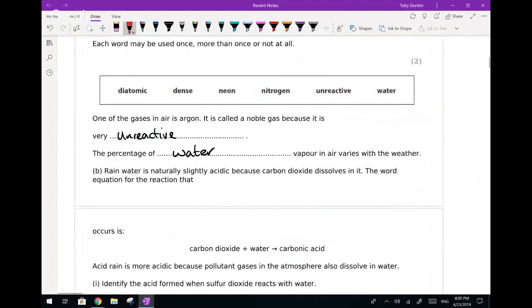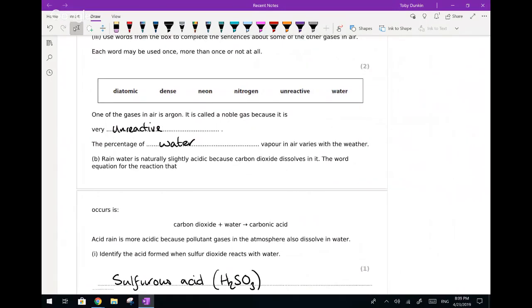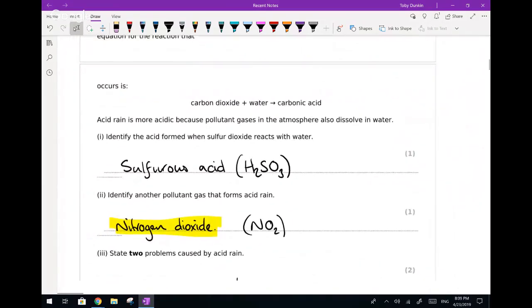Next one. One of the gases in the air is argon. It is called a noble gas because it is unreactive or inert. The percentage of water vapor in the air varies with weather. Rainwater is naturally slightly acidic because carbon dioxide dissolves in it. Carbonic acid. I like the fact that they've given you the equation in words. Acid rain is more acidic because pollutant gases dissolve in the water.